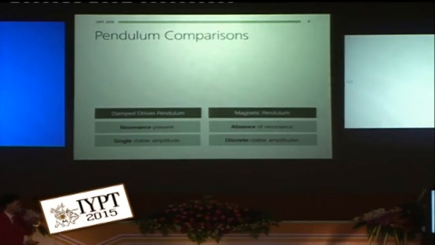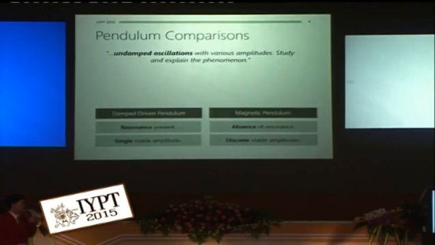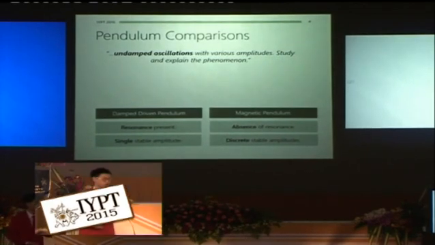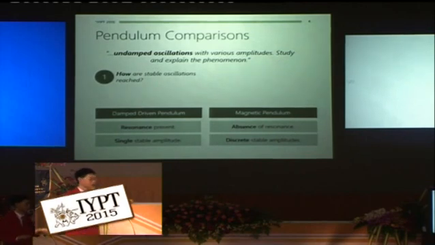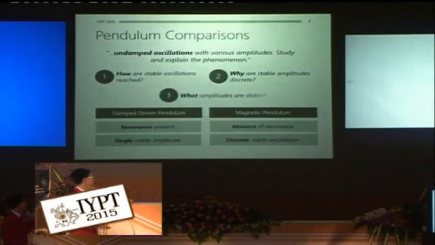So we know from the question statement that we're supposed to focus on the undamped oscillations of this pendulum, and therefore we shall focus our research on three fundamental questions. Firstly, how are these stable oscillations reached? Secondly, why are these stable amplitudes discrete? And thirdly, what amplitudes are stable?